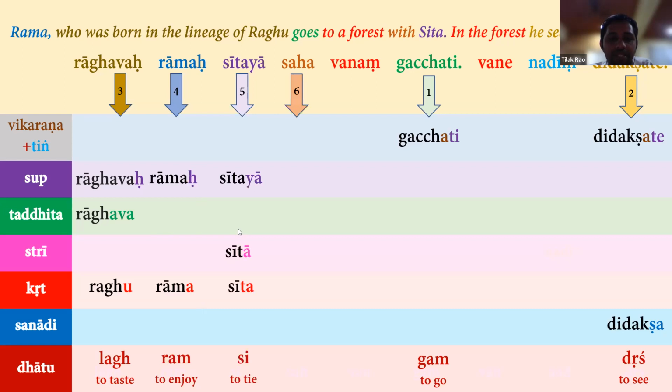Sitaya. Again, Si is a dhatu. By adding krit, we get Sita. But here we need a feminine form, Sita. Therefore, stri pratyaya is added. Then, at the end, sup pratyaya is added: Sitaya.